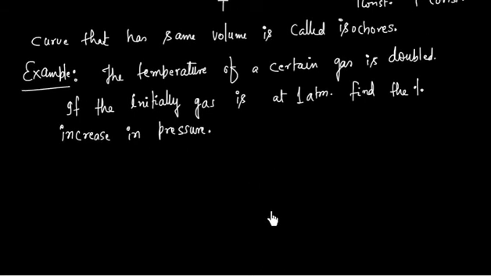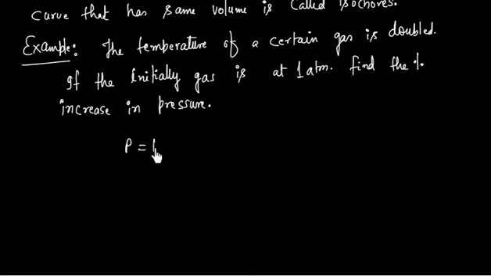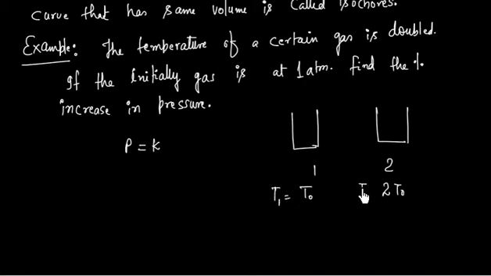This can be done using P is equal to K times T. So let us say we have situation number 1 and then situation number 2. The temperature of a certain gas is doubled. So initial temperature, let us say T naught, final temperature is 2 T naught. If initially the gas is at 1 atmospheric pressure, so T1 is T naught, T2 is 2 T naught, initial pressure P1 is 1 atmospheric pressure. We have to calculate what is the pressure at situation number 2.